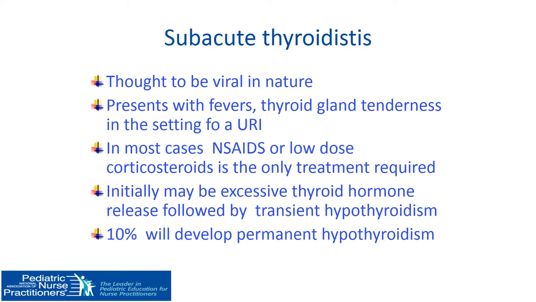Initially, when you have subacute thyroiditis, you'll have an increase in thyroid release of the hormones, and then it's followed by transient hypothyroidism. In about 10% of these patients, they'll develop permanent hypothyroidism.